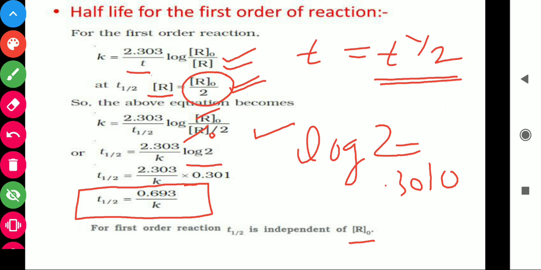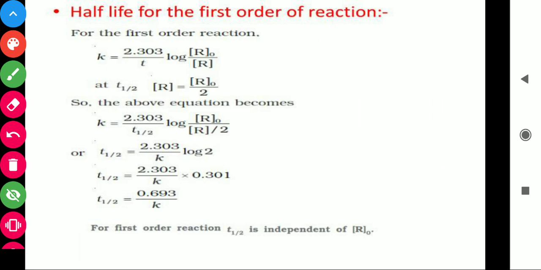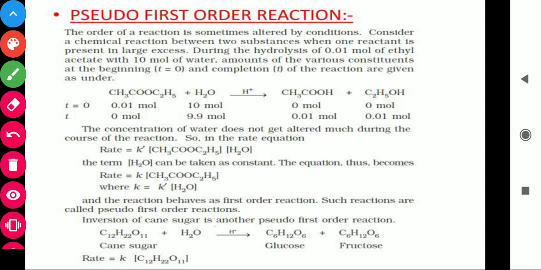All the radioactive reactions are also first order reactions. In this way we can calculate the t half.